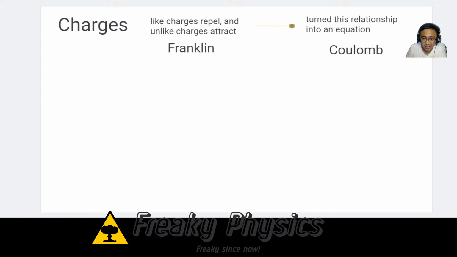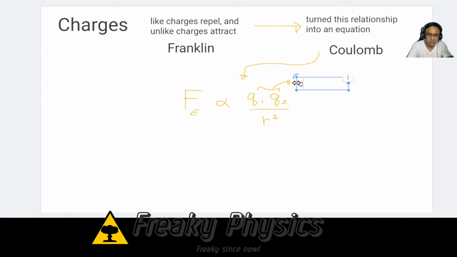Specifically, the equation that he came up with is this: the force between any two charges, the electrostatic force, is not equal to, but proportional to Q1 Q2 over r squared. Now, what are these Q's? These are the magnitudes, these are the charges, and the r would be the separation distance between the charges. Now, does that look familiar to you?